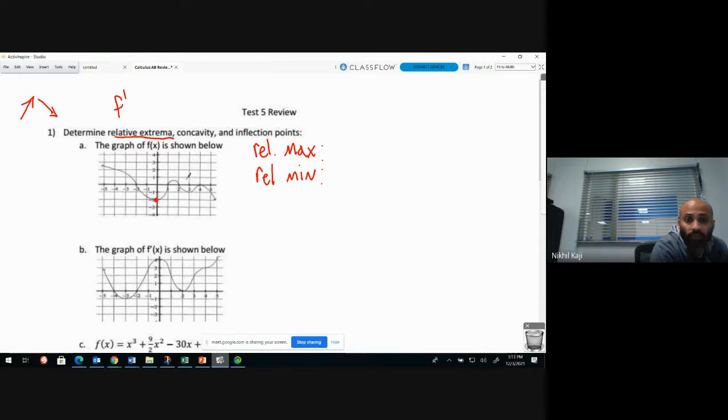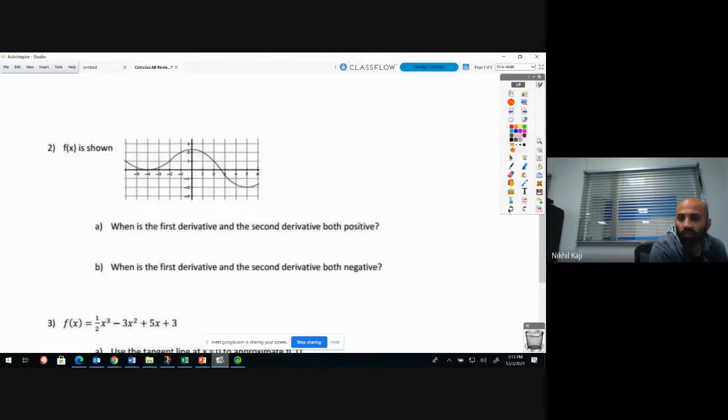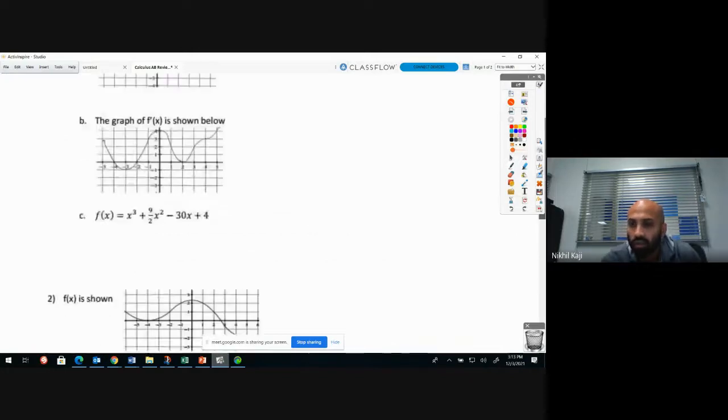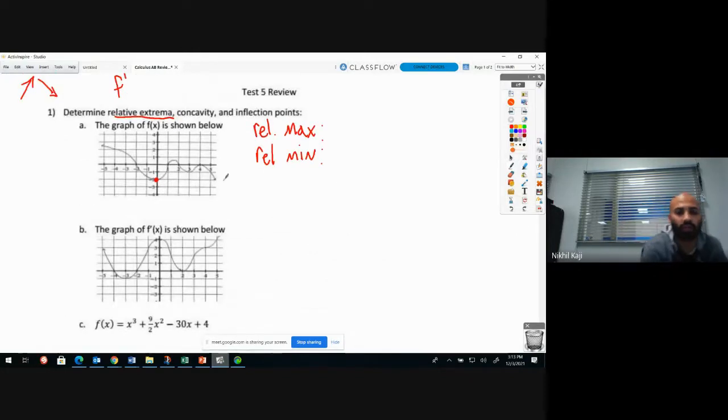So these are the places, sorry. Oh man, sorry. That we have the relative extrema at the top and bottom of a curve.